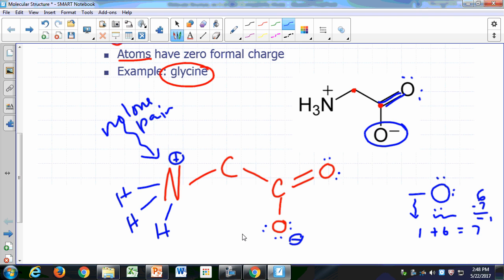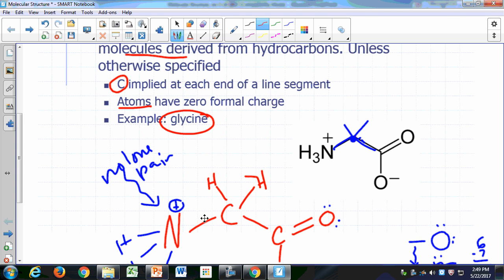What about this carbon right here? It's got 1, 2, 3, 4 bonding pairs, so that carbon's happy. It doesn't need any more. But what about this carbon over here? This carbon has two bonding pairs. Since it doesn't have a formal charge indicated on it, it's implied to be zero formal charge. So it needs two more bonding pairs. But bonded to what? It's implied that it's bonded to hydrogen. So carbons and hydrogens are implied.